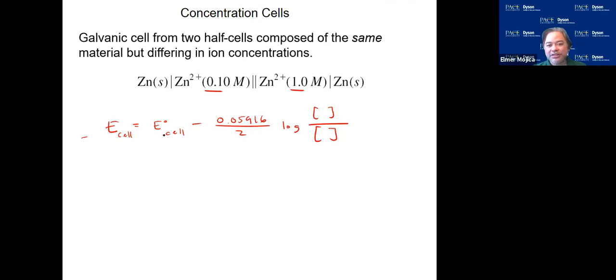If I'm going to make this a question, in the Nernst equation, when we have a concentration cell, which value automatically becomes 0? So I could put this as A, B, or C. What is your answer? Maybe I'll ask each one of you to answer.